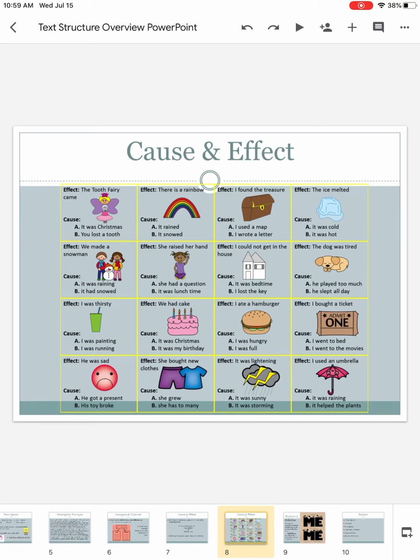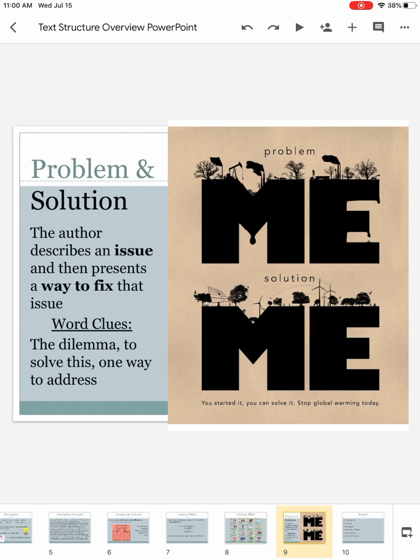Here's a silly little thing for children that they show just to make sure that kids are understanding the relationship between ideas in terms of cause and effect. I really like the one: effect, I found a treasure. What would the cause possibly be? I used a map or I wrote a letter. I used a map, obviously, makes more sense.